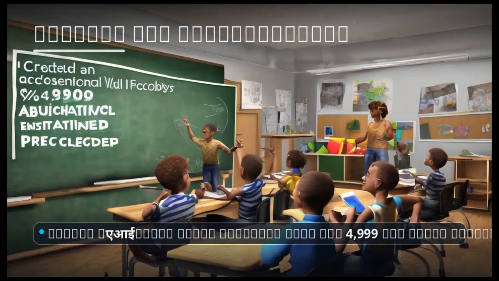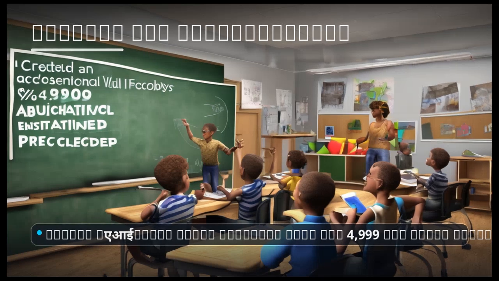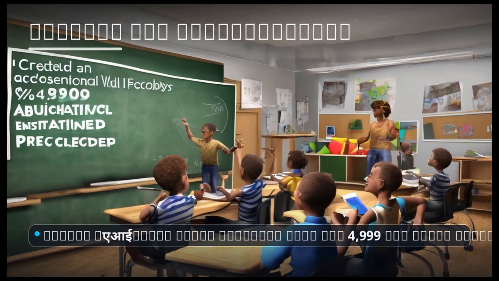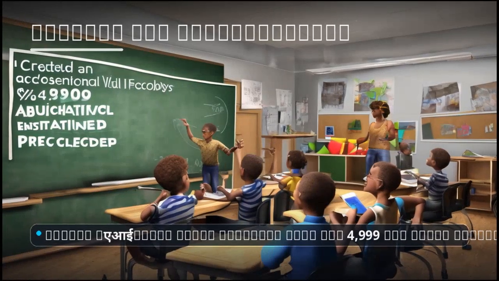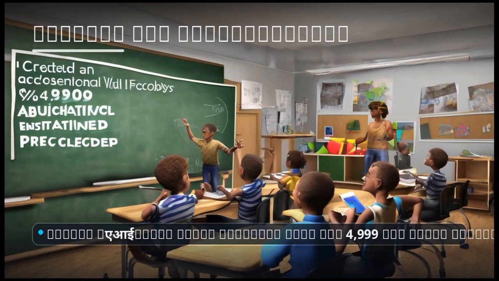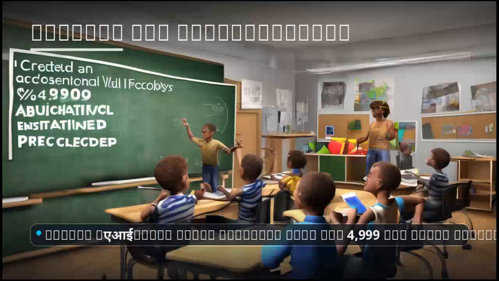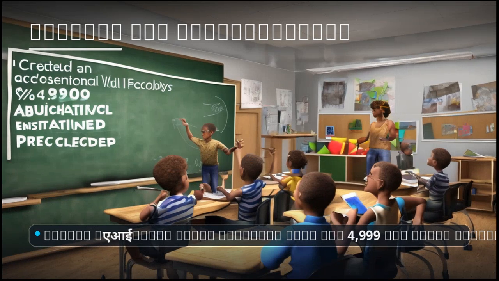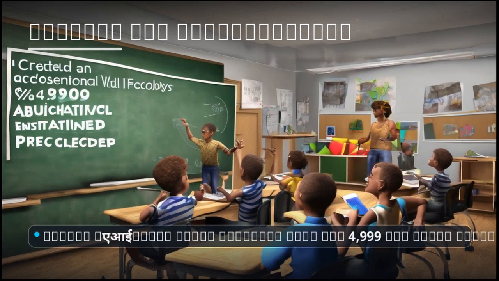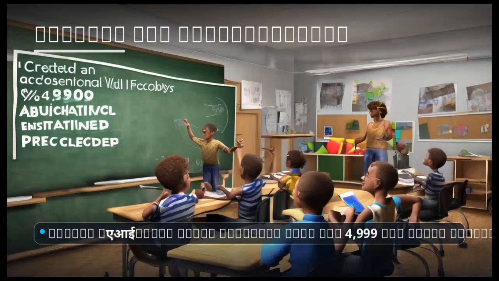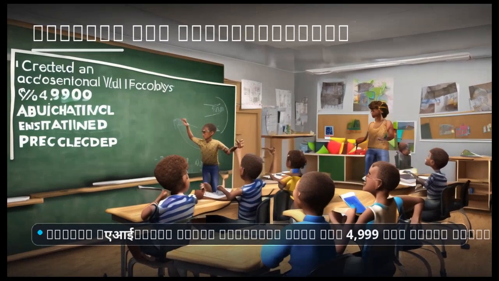Pricing and accessibility. Starter plan for small colleges priced at INR 4,999 monthly. Growth plan for larger institutions at INR 9,999. University Pro for multi-campus universities at INR 24,999. Accessible pricing models to suit various educational needs.